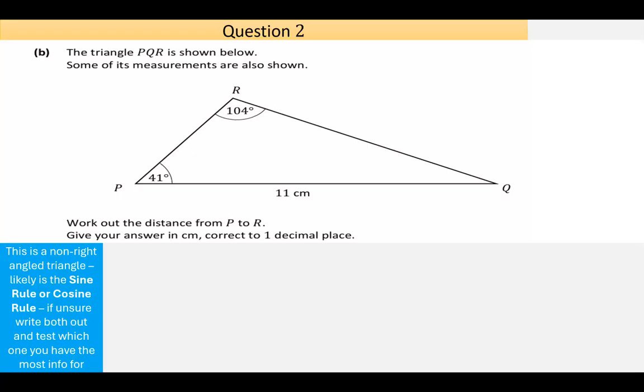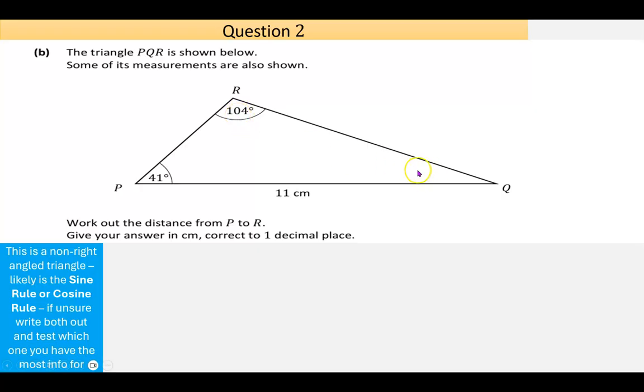Okay, so the next question, part B, says the triangle PQR is shown below. Some of its measurements are also shown, so they're not stating what they are. And I see here that the angle QPR is 41. The angle PRQ is 104. And they're giving me the length of the side opposite this angle, which has to be the biggest angle. It's bigger than 90.